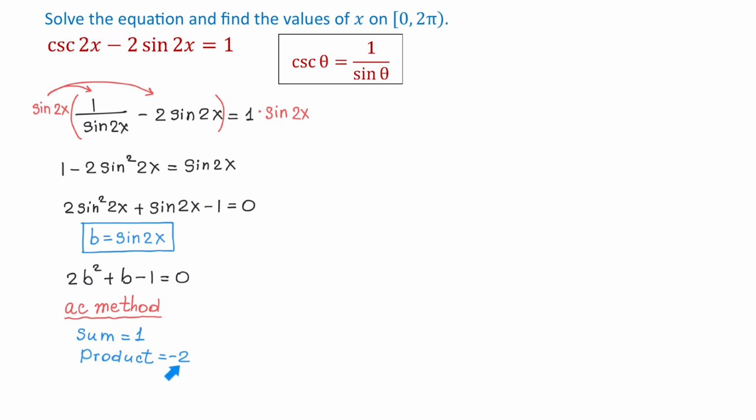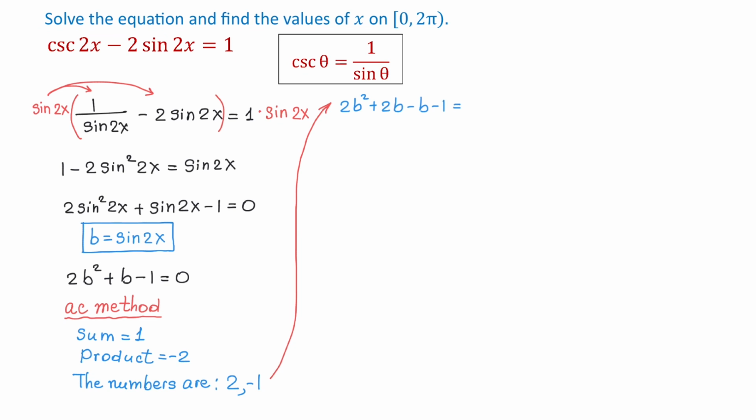And to get this negative 2, we multiply 2 and negative 1. Then these numbers will be positive 2 and negative 1. And this is because 2 plus negative 1 is 1, and 2 times negative 1 is negative 2. And now we will use these two numbers to split the middle term b into 2b minus 1b. So then we will write 2b squared plus 2b minus b minus 1 equals 0.